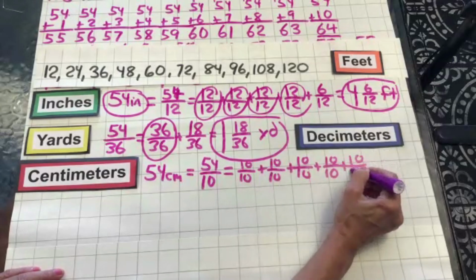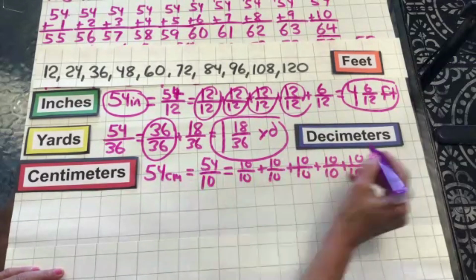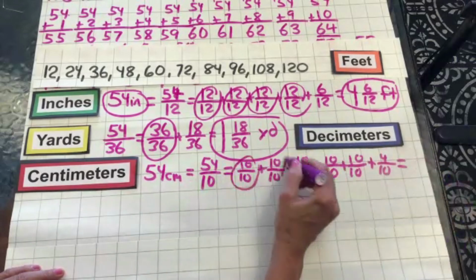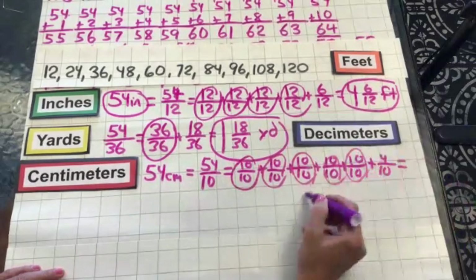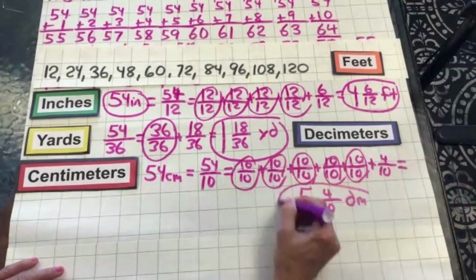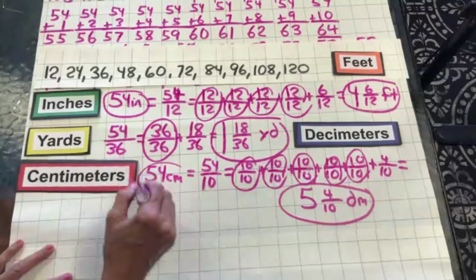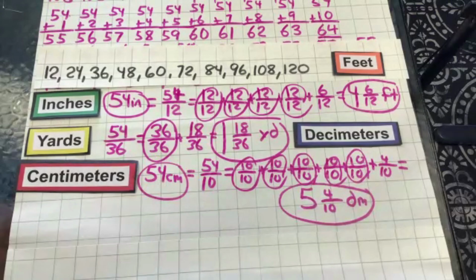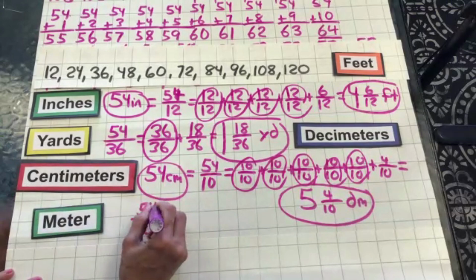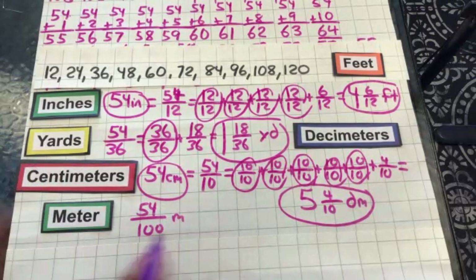You can get 5 of those. 1, 2, 3, 4, 5. 5 tenths is 50, plus we have 4 left. So that means we have 5 and 4 tenths decimeters. So 5 and 4 tenths decimeter is the same as 54 centimeters. And then meters, it takes 100. So 54 centimeters is the same as 54 out of 100 meters, or 54 hundredths of a meter.